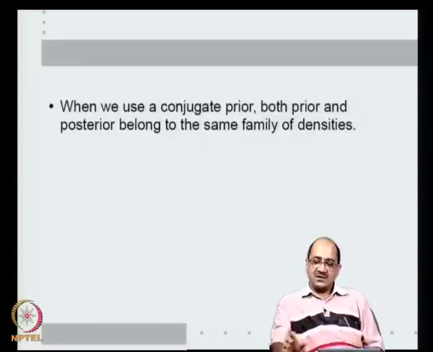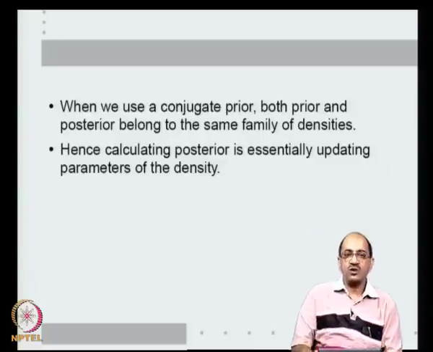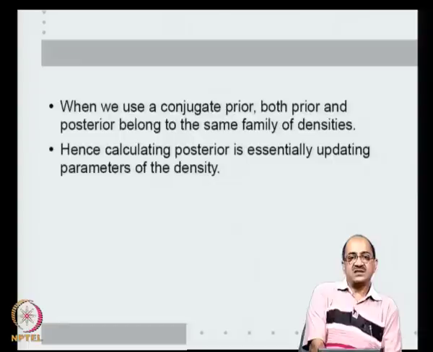Then calculating the posterior is essentially updating the parameters of the density given the data, and hence the data likelihood and the prior density, meaning give me mu 0 and sigma 0. Then the calculation simply involves how to calculate mu n and sigma n, namely the parameters of the posterior density, because we know the prior and posterior will be in the same family.